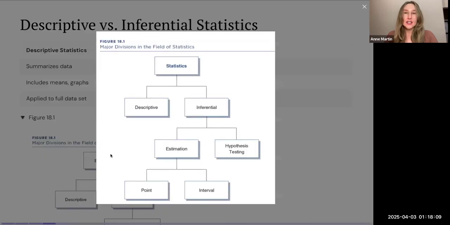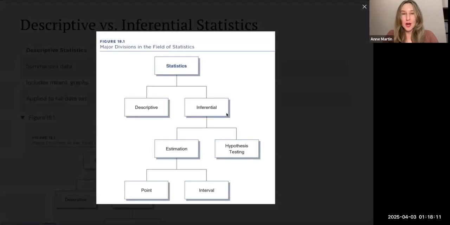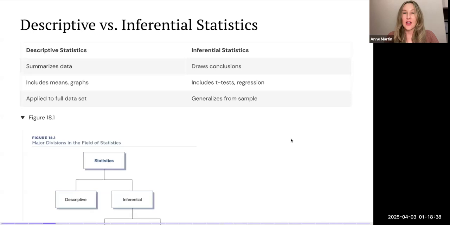So this is the table that you will see in the beginning of chapter 18. Statistics has two branches, your descriptive and your inferential. And within the inferential, we have estimation, which could be either a point or an interval estimating some type of characteristic about the population, or hypothesis testing, understanding the relationship between variables. And it's very common in quantitative studies that you will see both descriptive and inferential statistics included in the analysis.